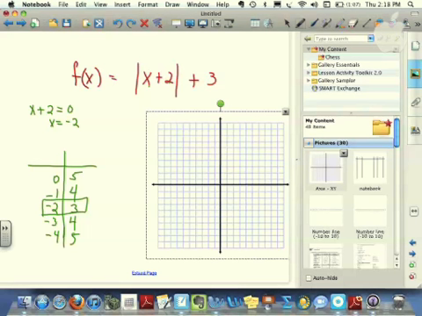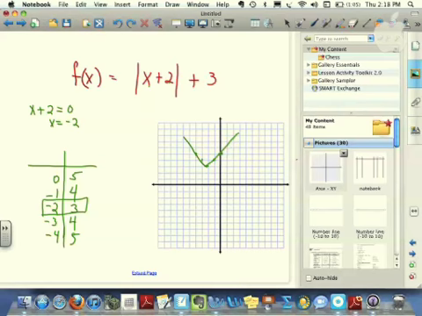Let's graph it. (0, 5), (-1, 4), (-2, 3), (-3, 4). Whoops, it should be (-2, 3), (-3, 4), and (-4, 5). It makes a V once again. And this is the point, the vertex, where the value is 0.